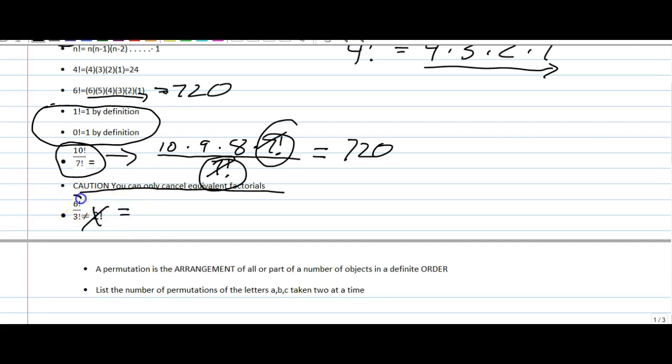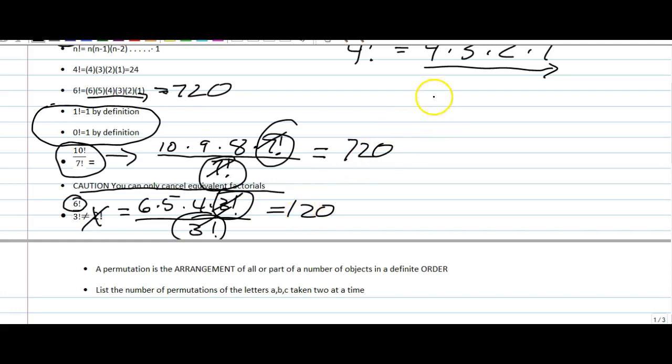What you have to do is begin the factorialization of the largest number until you have something which you can cancel. You can only cancel equivalent factorials. Both of these are equivalent, 3 factorial, 3 factorial. So 6 factorial divided by 3 factorial would be equal to 6 times 5 times 4, which would be equal to 30 times 4, which is 120.